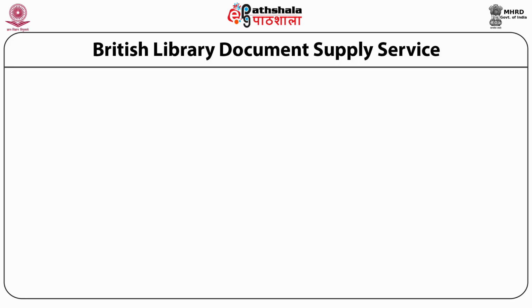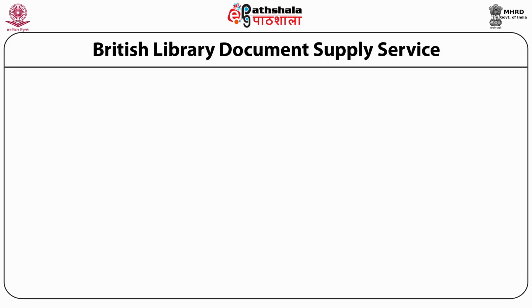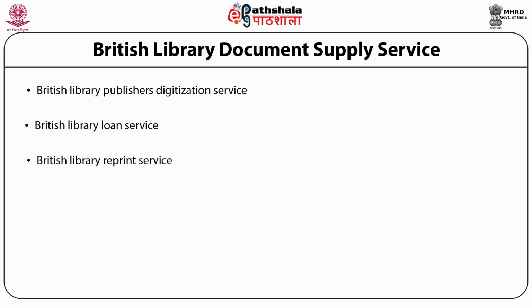Document Copy Supply Service of the British Library. The British Library has the world's largest collection devoted to the provision of remote document delivery. Its online ordering and administration system is fully automatic. It permits searching the collection and placing orders online. The electronic copy of the document is delivered electronically to the remote computer. Other services of the British Document Supply Service are Publishers Digitization Service, Loan Service, Reprint Service, and Electronic Thesis Online Service.